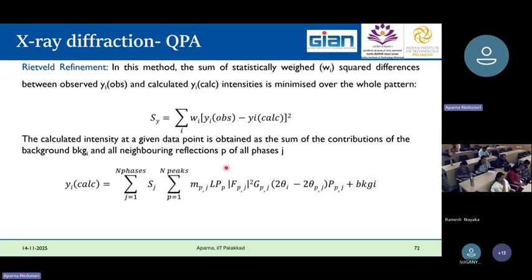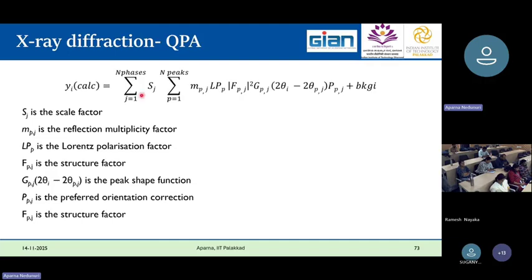This we have done for all the peaks of one phase. Like that, we will calculate for another phase, and then we will keep on adding several phases. The cumulative of all these is taken over here. And then we will try to minimize the difference in the Rietveld refinement. This is what the entire objective is.